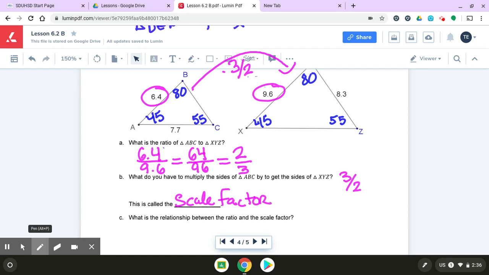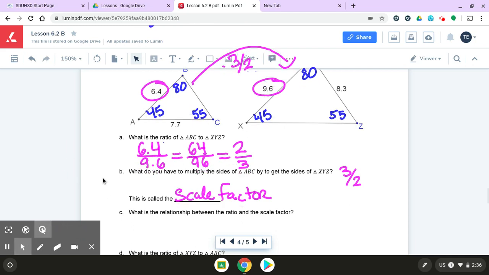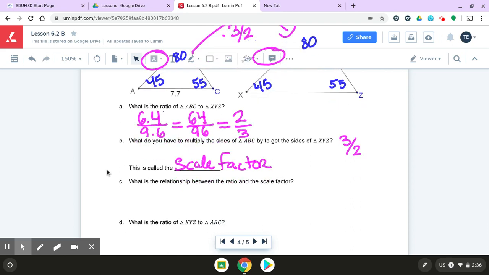All right. C, you should be able to answer by now because I think I said it like 10 times already in this video. What is the relationship between the ratio and the scale factor? They are reciprocals. Type it down.